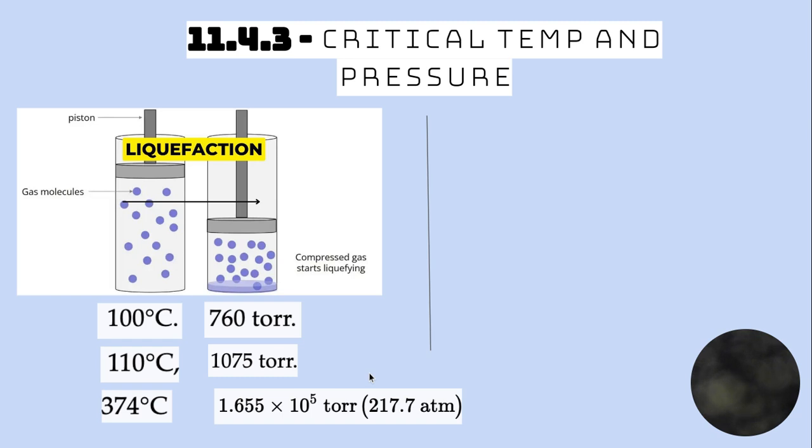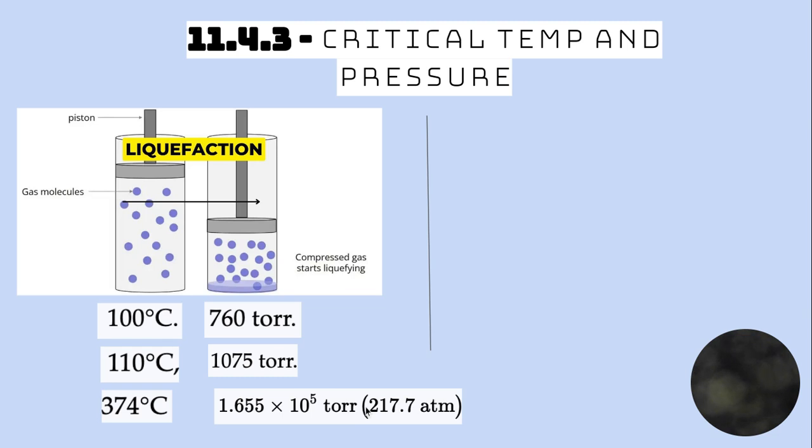Now note that at 374 degrees, we're so high above water's boiling point that normally, if this was an open container, we would have completely evaporated the liquid. But if we apply this huge amount of pressure, as we can see by this huge value in scientific notation, we can manage to produce just a little bit of liquid, because remember, this is the pressure at which liquefaction starts occurring.